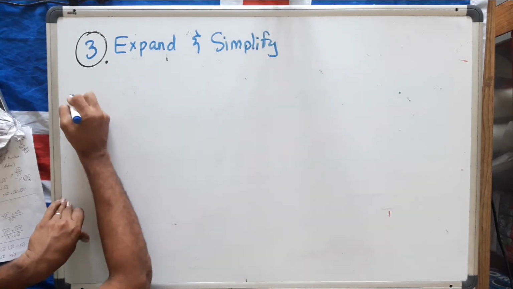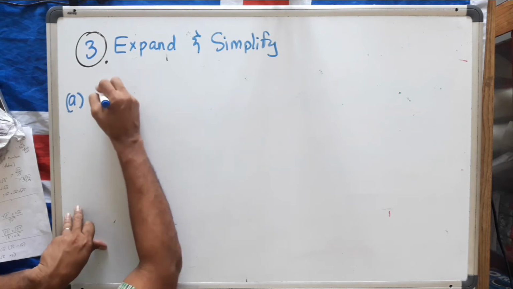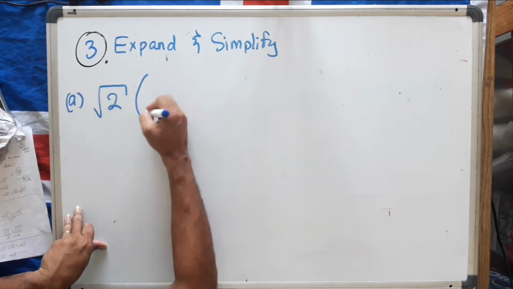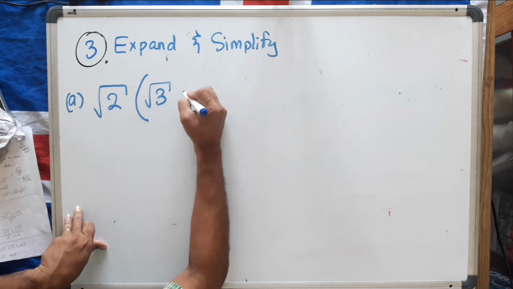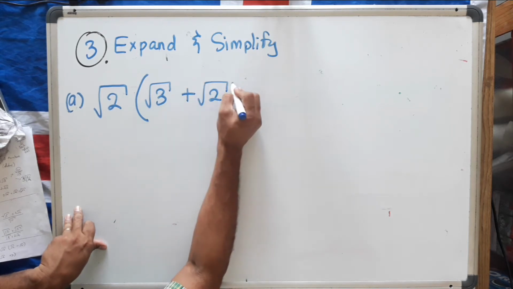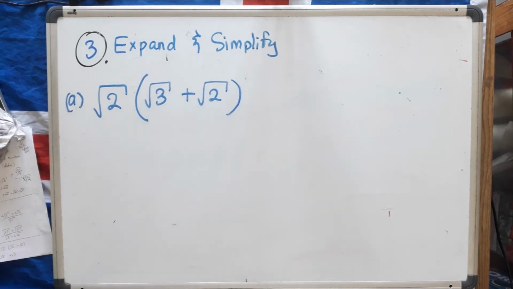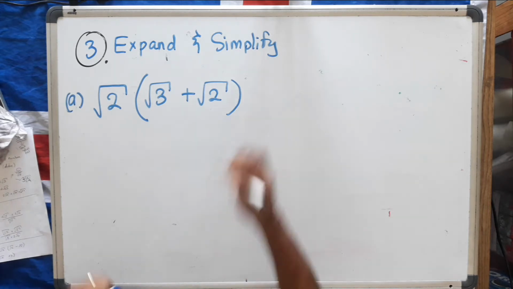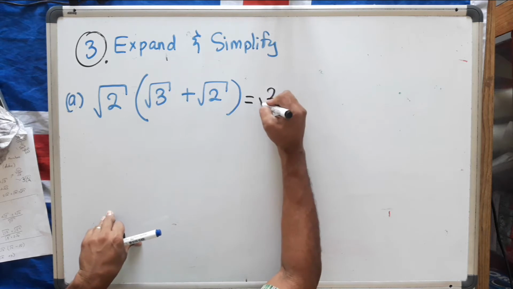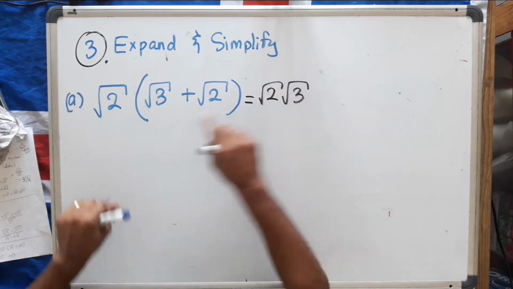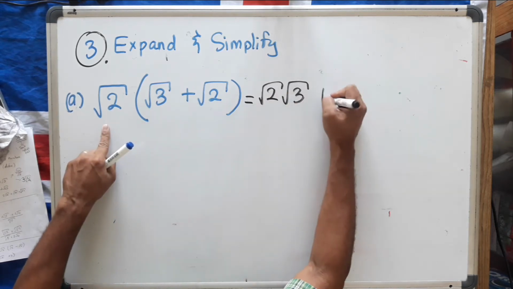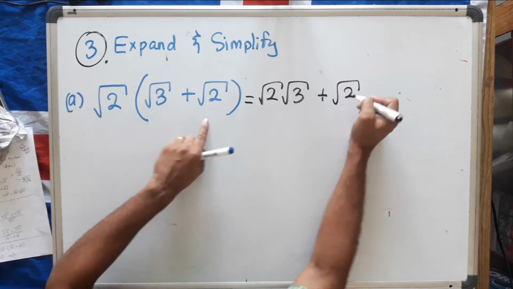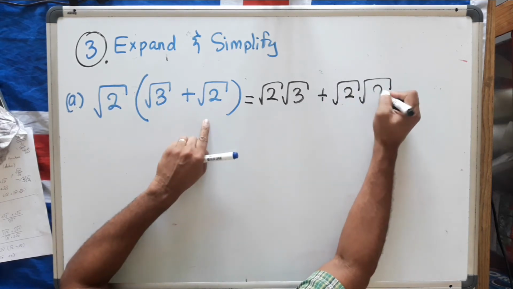All right, so let's write down the first question. Let's say I have the square root of 2, and in brackets, I have the square root of 3 plus the square root of 2. All right. So everyone inside the brackets gets multiplied by the item outside the brackets. So if we were to expand this, we would simply get the square root of 2 multiplied by the square root of 3. And then we have to say plus the square root of 2 multiplied by the square root of 2.